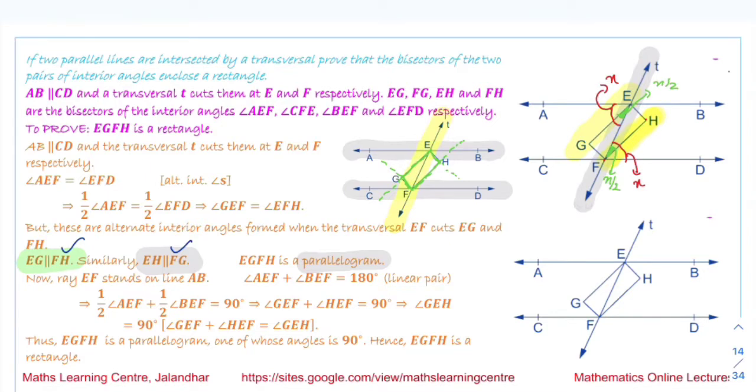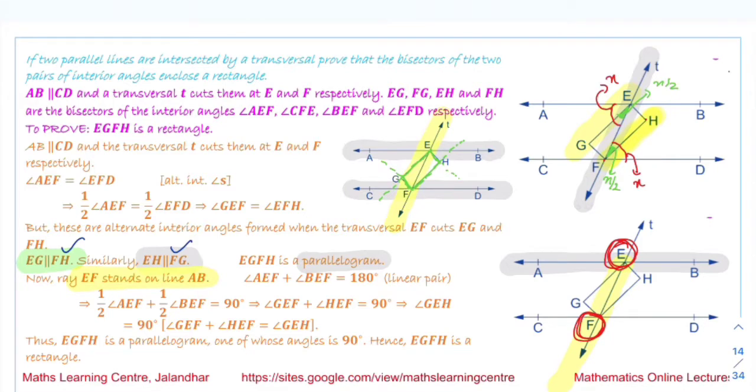So we are talking about the ray EF standing on the line AB. We are considering this third figure over here. We are saying this ray EF stands on the line AB. We are considering AB as a line, and this ray, EF over here, stands on this line.